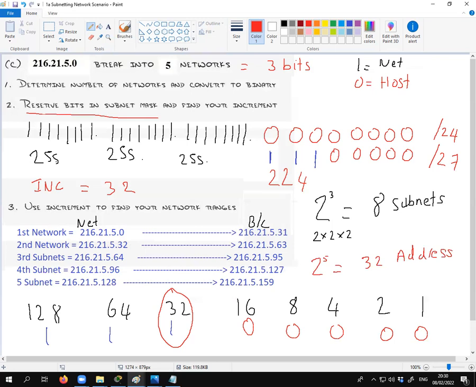Was it by coincidence that the increment was 32? No coincidence. In a class C network, the increment will always be 32, which will be the number of addresses. Which is very useful for us.